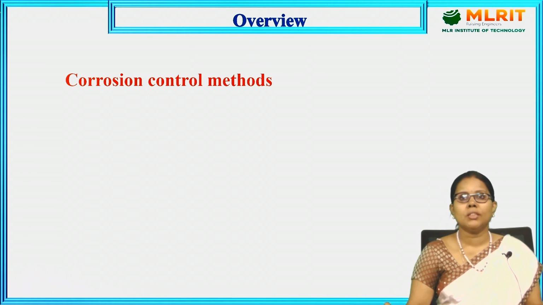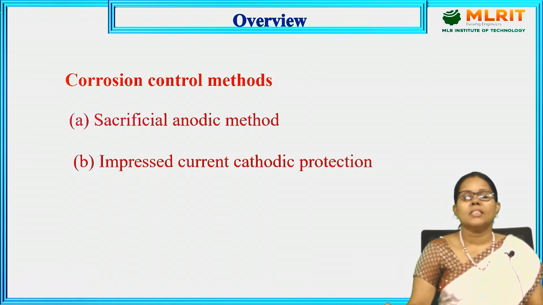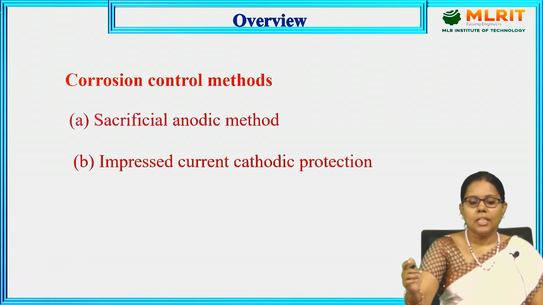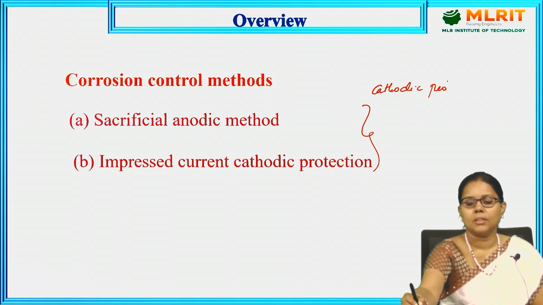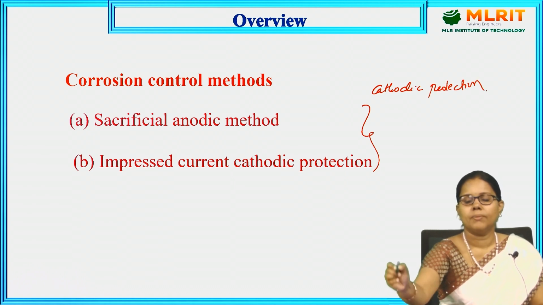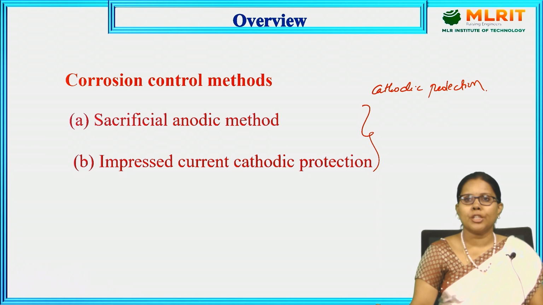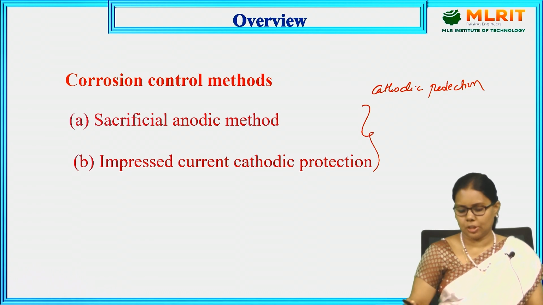Of the corrosion control methods we are mainly using nowadays, two are the sacrificial anodic method and the impressed current cathodic protection. These two come under cathodic protection. First of all, let us know what is meant by cathodic protection.